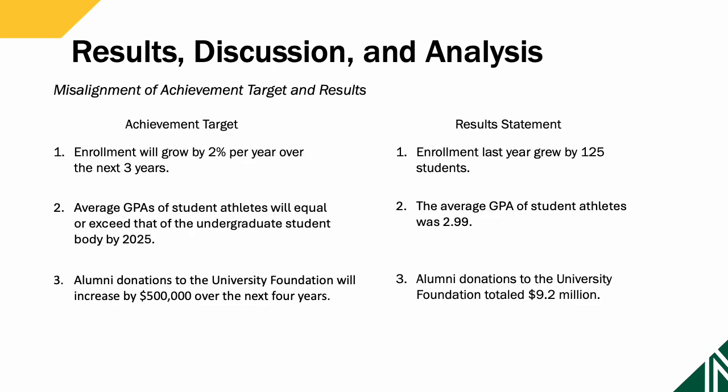The previous example showed good alignment between the achievement target and results, but that's not always the case. Here are examples of result statements that do not align with the achievement target. Take a look and see if you can identify what is wrong with the result statement in each example. You can pause the video now if you'd like a little time.